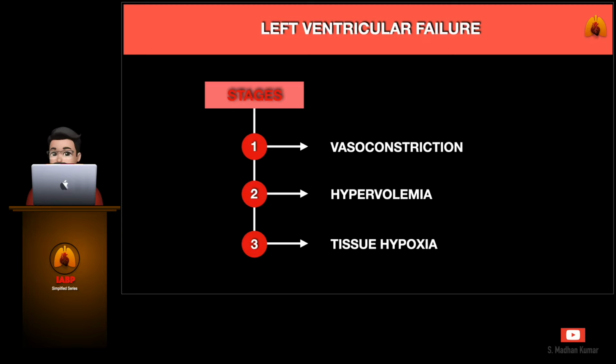The goal of treatment for left ventricular failure is to restore this critical balance of oxygen supply and demand to stabilize the patient. Left ventricular failure occurs in 3 stages. Stage 1, vasoconstriction; stage 2, hypervolemia; and stage 3, tissue hypoxia.